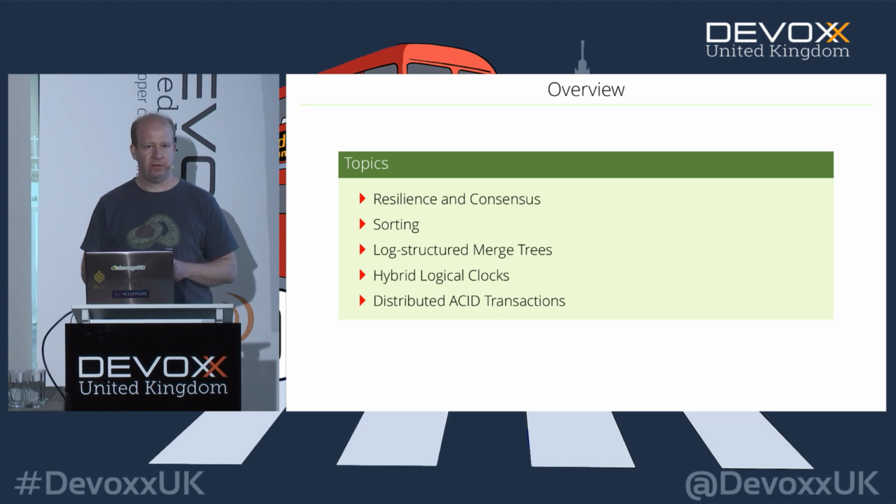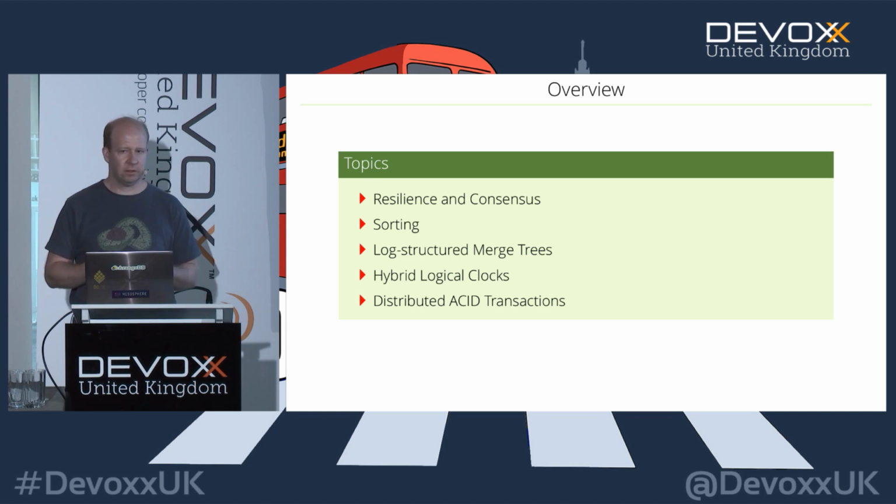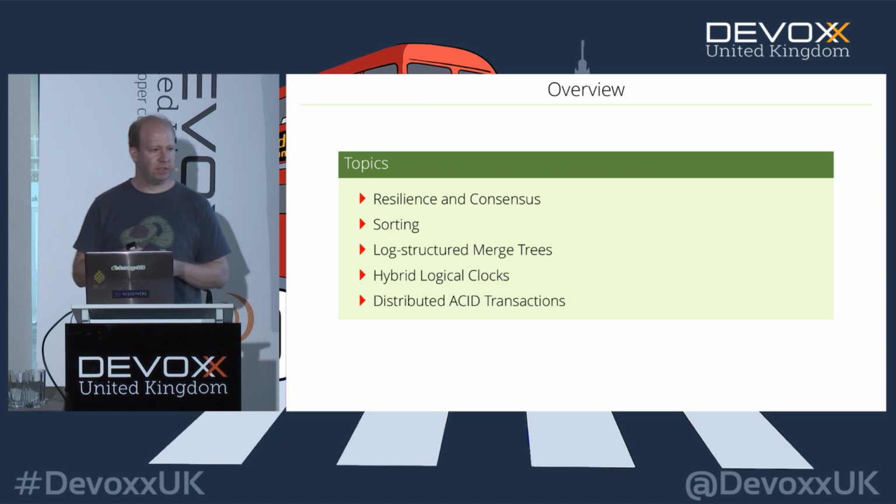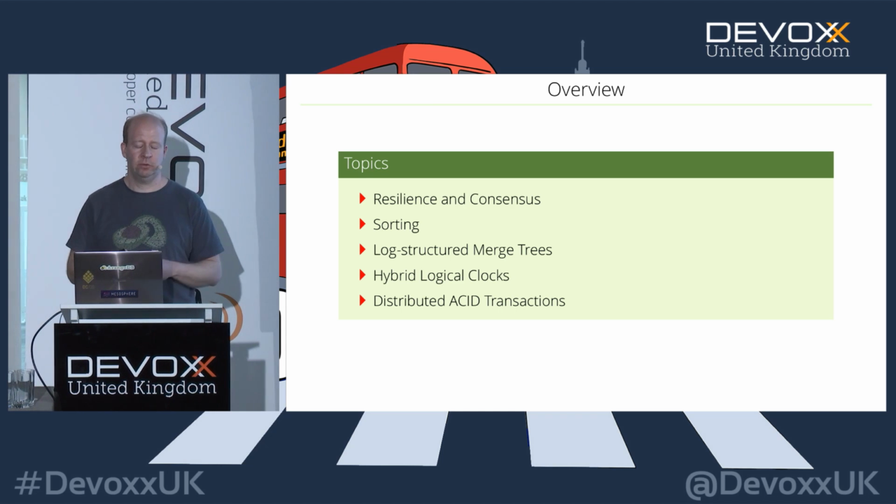One is resilience and consensus. That is essentially about agreeing things in a distributed system. One is about sorting, a big classic in computer science. The next is log-structured merge trees. This sounds a bit more special. Well, it is, but it's used in many modern data stores. Then there's an odd one called clocks. That's about clock skew and synchronizing clocks and stuff. And finally, I will briefly touch distributed transactions, which is kind of the holy grail of a distributed data store.